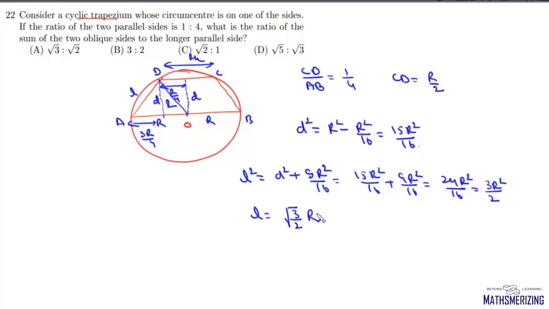Now it says we need to find ratio of sum of two oblique sides to the longer parallel side. So that means we need to find AD plus BC upon AB. Now AD plus BC is 2L and AB is simply 2r. So we just need to find the value of L upon r, which is nothing but under root 3 by 2, and that's your option A.